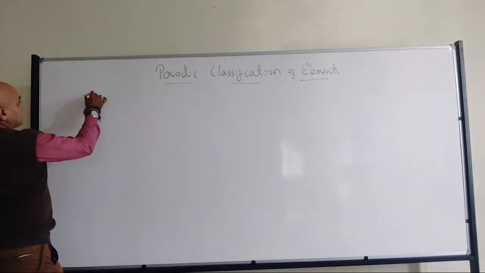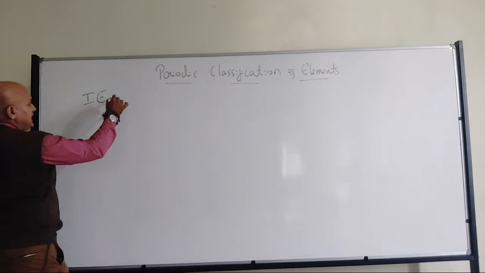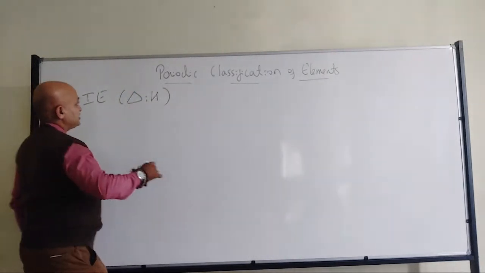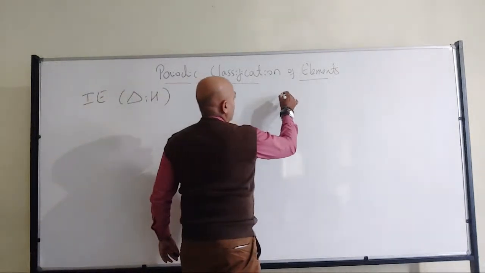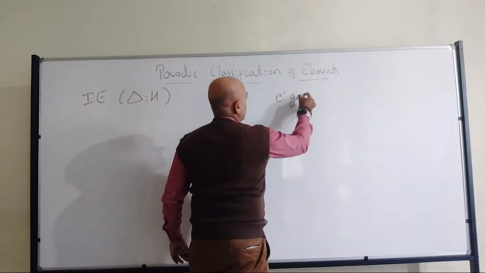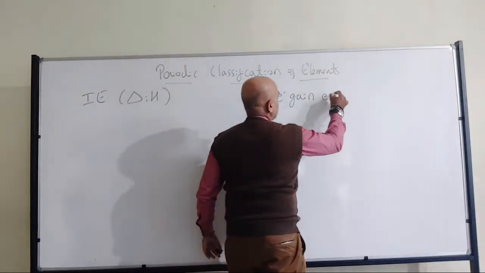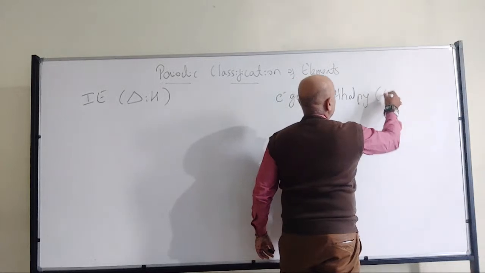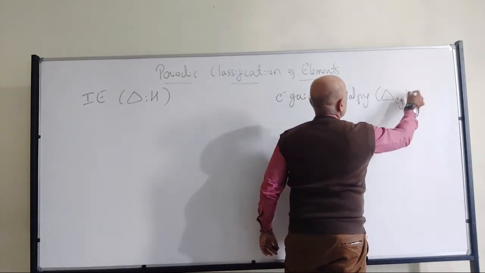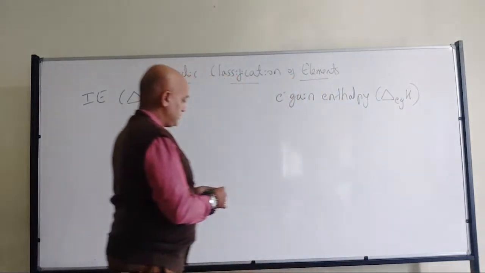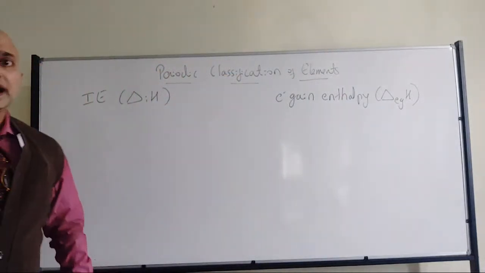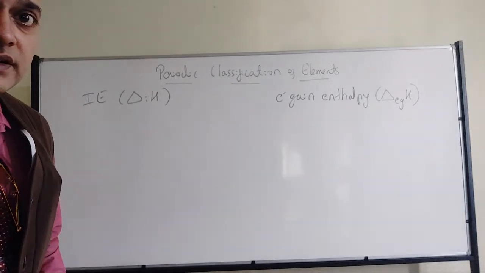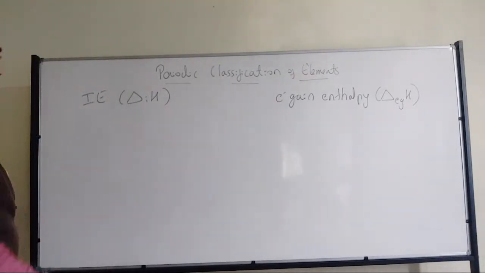We have discussed ionization enthalpy, that is nothing but delta IH. Then we have discussed electron gain enthalpy, and that's where we have the symbol. So ionization enthalpy and electron gain enthalpy, these two concepts we have discussed.